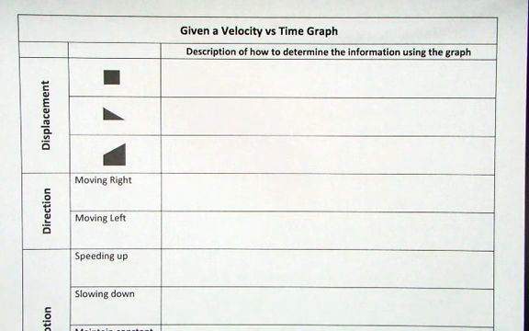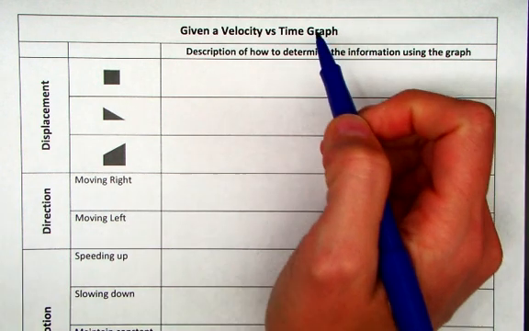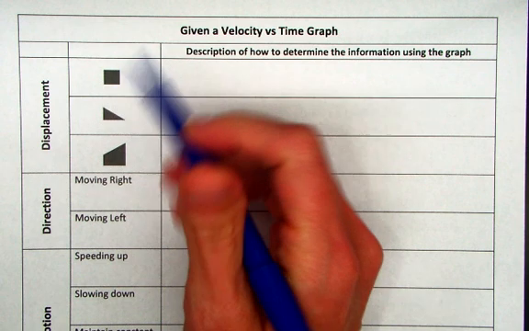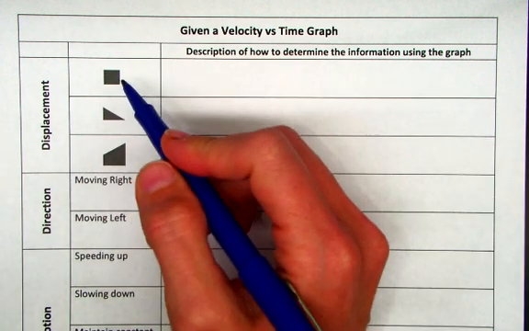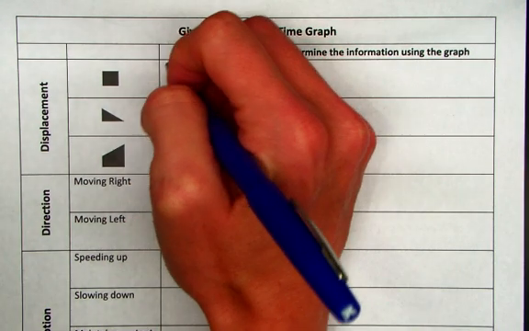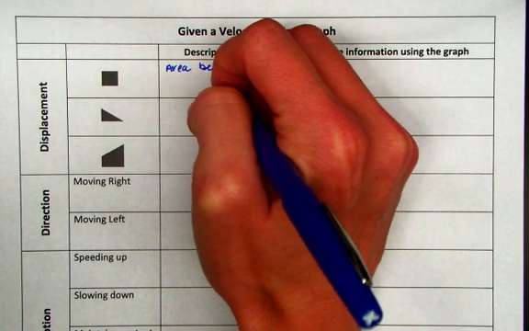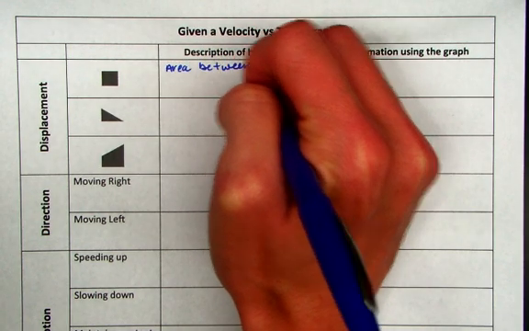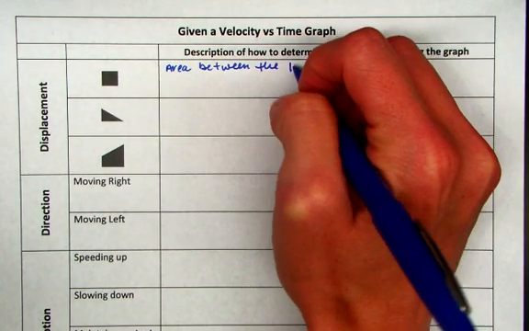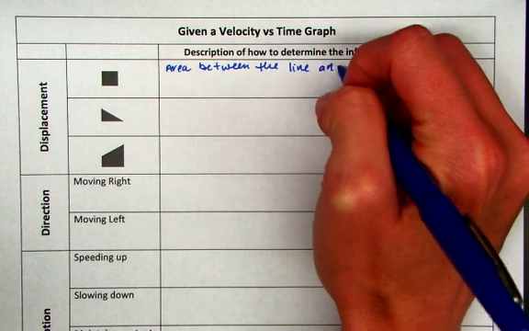If you are given a velocity versus time graph to get displacement, it's just the area under the curve, right? So this is the area between the line and the x-axis.